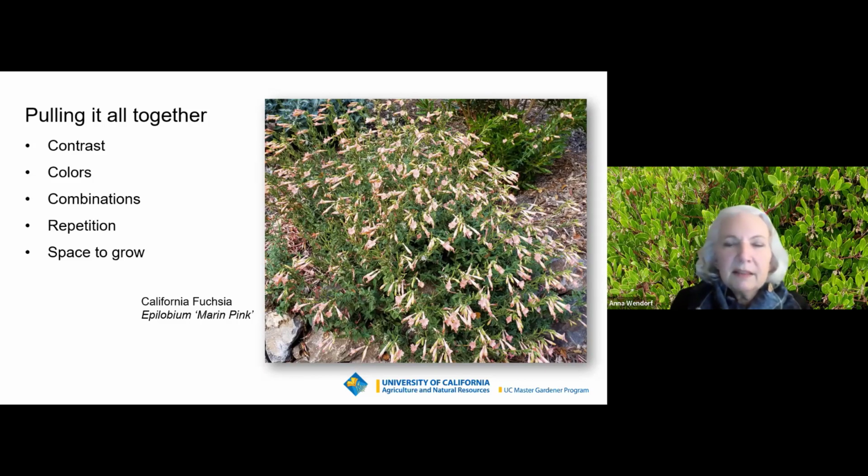You want to repeat the same groupings throughout the garden. That's going to make it feel unified rather than just a collection of plants. And most importantly, you want to give every plant the right amount of space to grow so that they're not growing into each other. You won't need to be trimming them back. They can produce their full shape. They can grow to their full natural size.